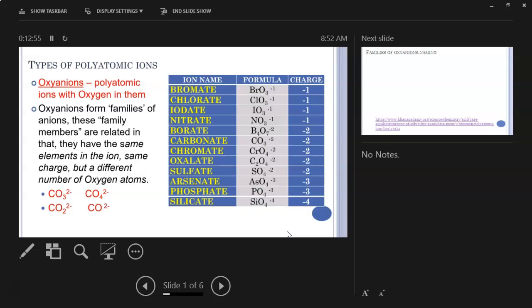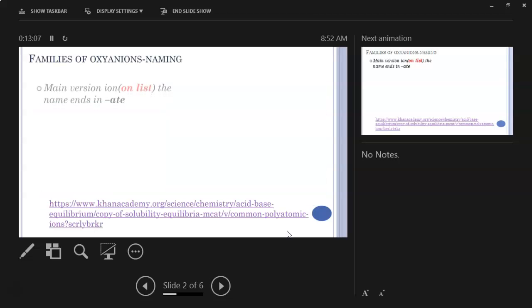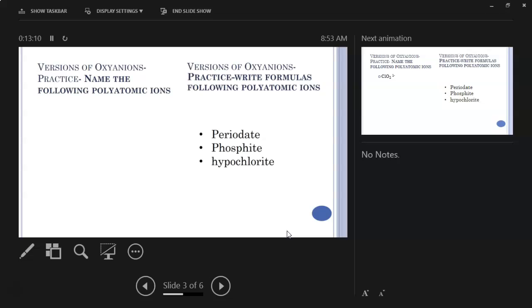Now let's do the flip side. Let's come up with the formulas from the names real quick here. We'll just do a few. Okay, so let's go in the opposite direction.